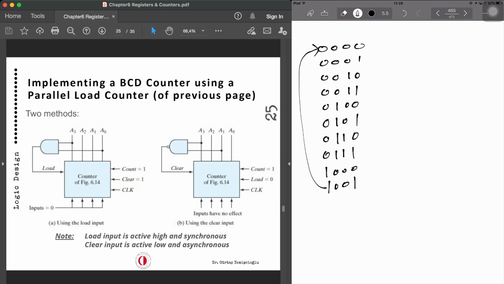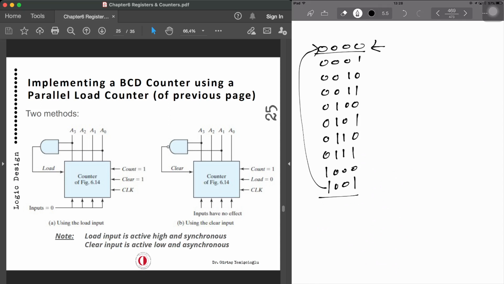So 0 to 9 we need to count. Now, what is this AND gate doing over here? I will explain that. As we are counting, we start from 0 inputs, so we start from here. Now, we are counting up. What we need to detect is when it reaches 9, it has to activate the load. So the load will be activated, and we are loading in 0, 0, 0 again, and the count will be 1.